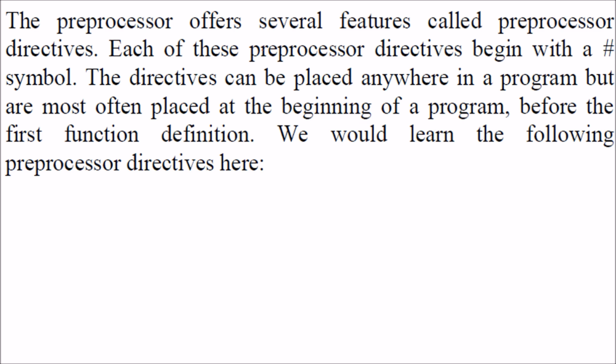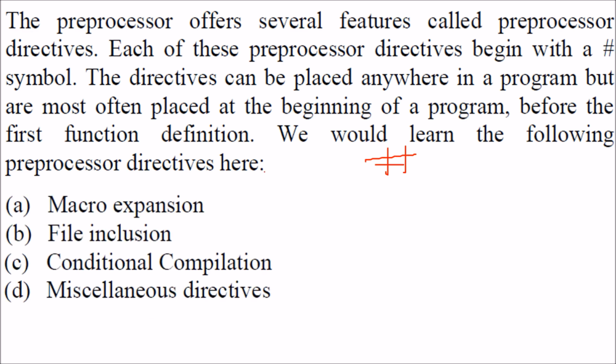Preprocessor directives are everything which starts with hash in your C program. There are various directives provided by C. With this hash, you'll see macro expansion, file inclusion, conditional compilation, and there are other directives also like pragma and undef. These are miscellaneous directives.